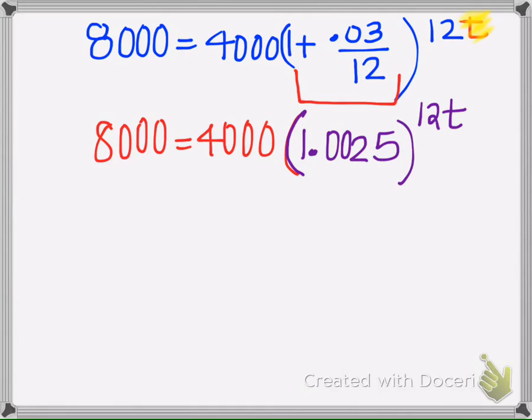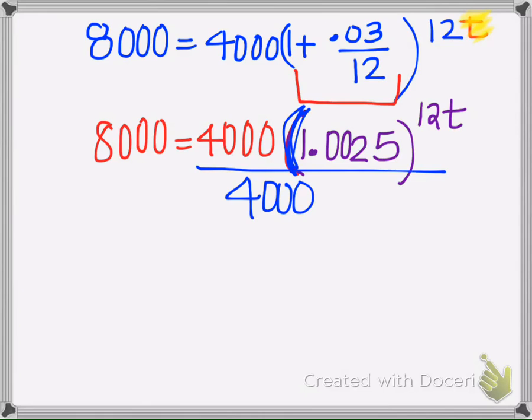And then the next step in order of operations is exponents, but we can't do this because this is 12t, not 12. So we can't do 1.0025 to the 12th power because it's not 12, it's 12t. But this 4,000 right here is being multiplied. That's what it means when it's next to this parenthesis. So if I want to undo it, I'm going to divide by 4,000 because 4,000 divided by 4,000 makes 1 on this side. And then whatever we do to the right side, we have to do to the left. So we would get 2.